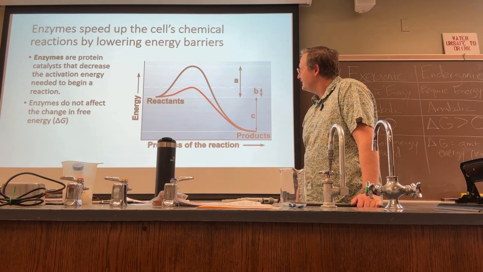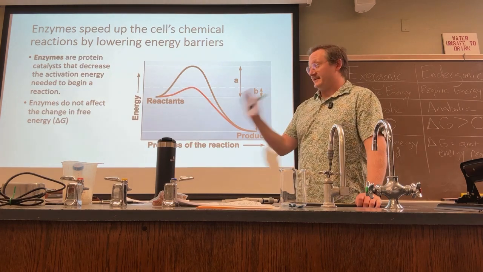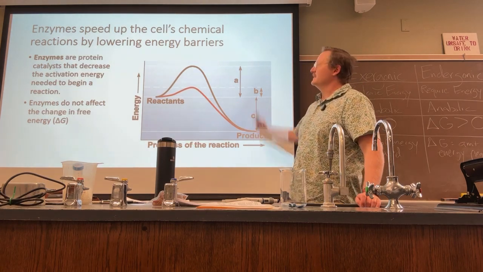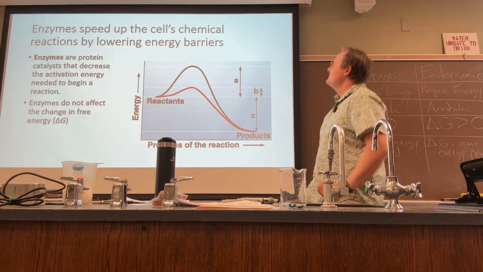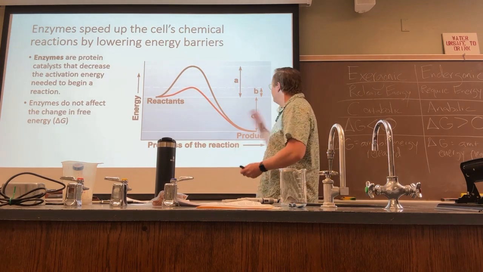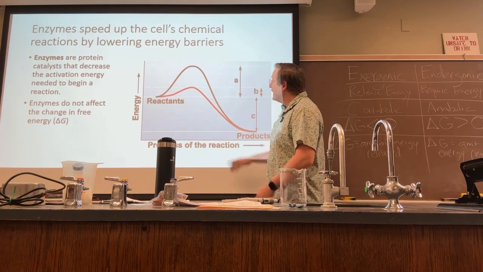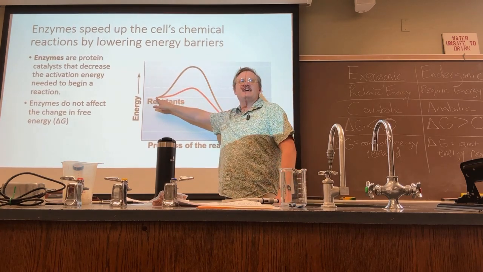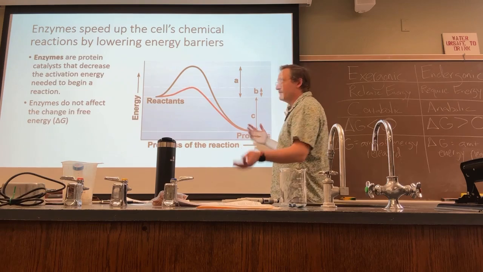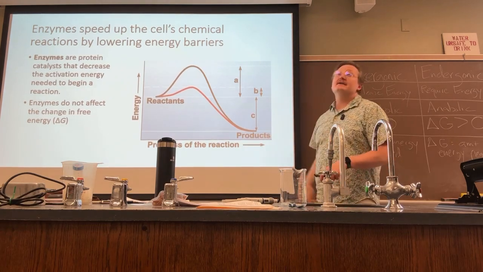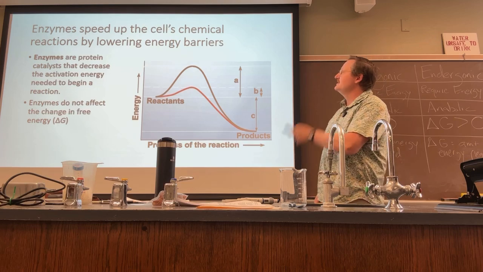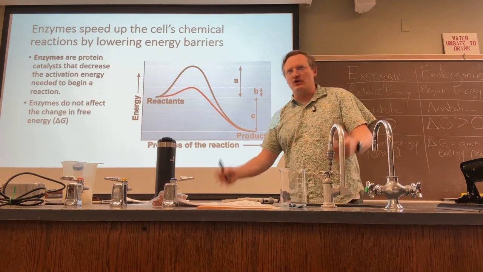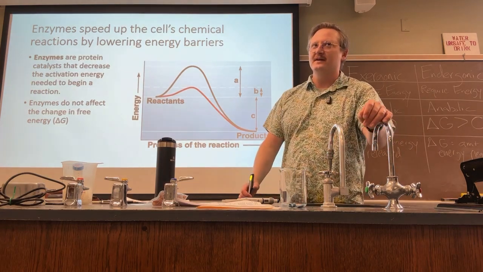What is C? C is the delta G value, the amount of energy released. All right? And it's very important that enzymes do not affect C, okay? Enzymes don't change how much energy the reactants had, or how much energy the products have. But enzymes do change the activation energy and encourage the reaction to proceed.